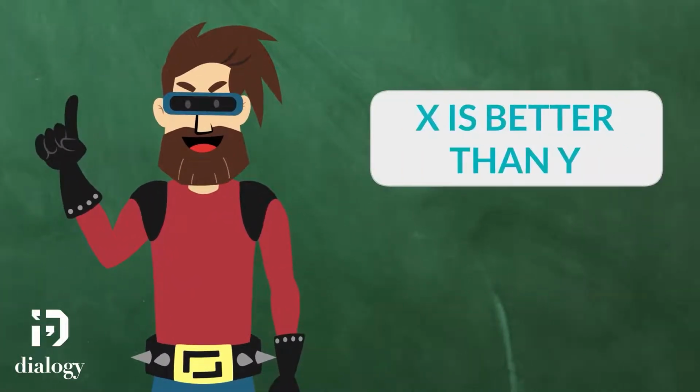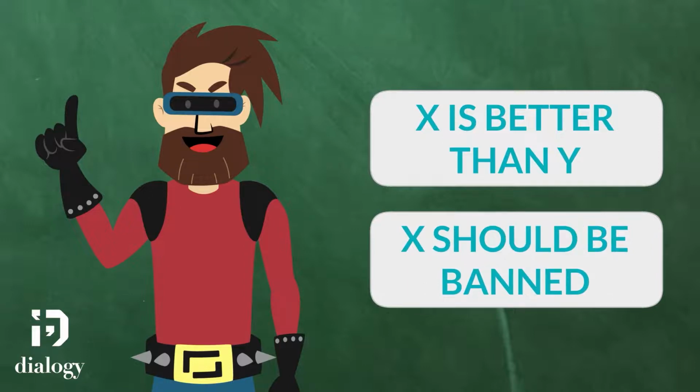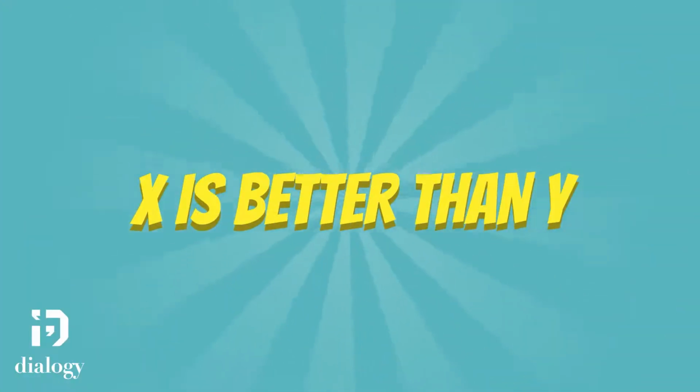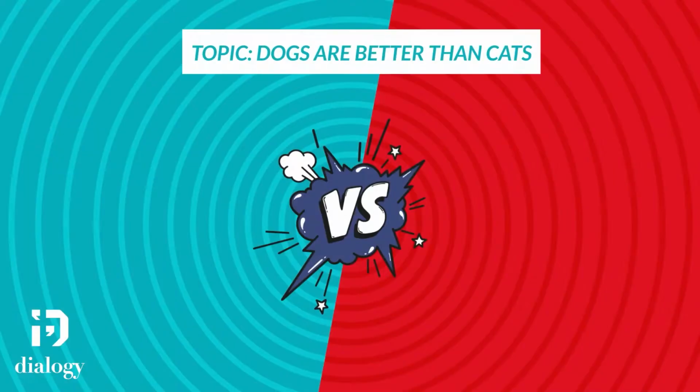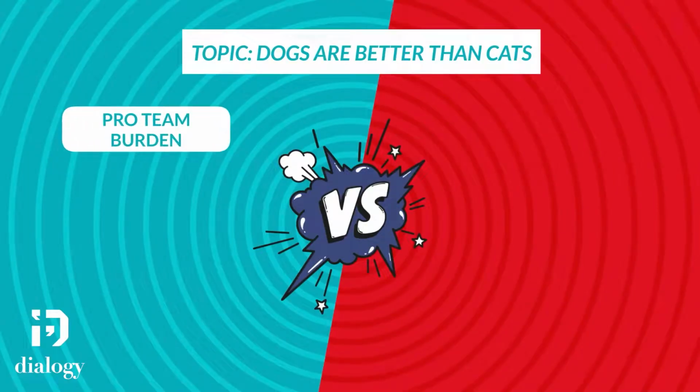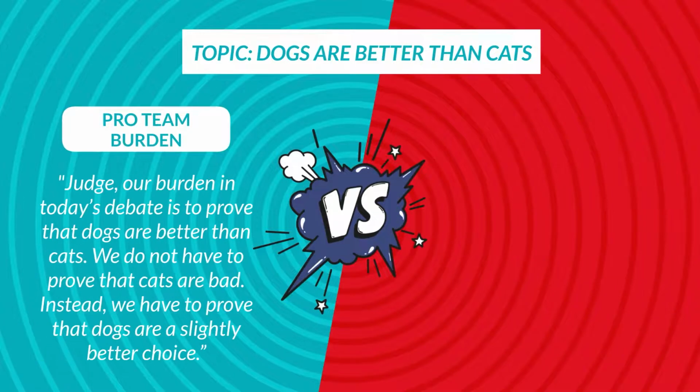X is better than Y. X should be banned. Let's look at this type of topic first. X is better than Y. On the topic, dogs are better than cats, the pro team would have the burden to prove that dogs are better than cats, or X is better than Y. A good pro team would say, Judge, our burden in today's debate is to prove that dogs are better than cats. We do not have to prove that cats are bad. Instead, we have to prove that dogs are a slightly better choice.